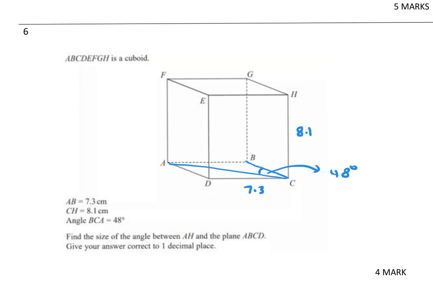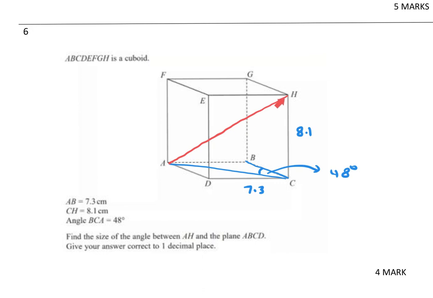So this angle is 48 between CA and CB. Find the size of the angle between AH, we need to join AH, and the plane ABCD. If I need to find the angle between the line and the plane, this line intersects the plane at A. And if H fell down on the plane, it will be on C. So join AC. We did that before. So I need to find the angle between AC and AH.